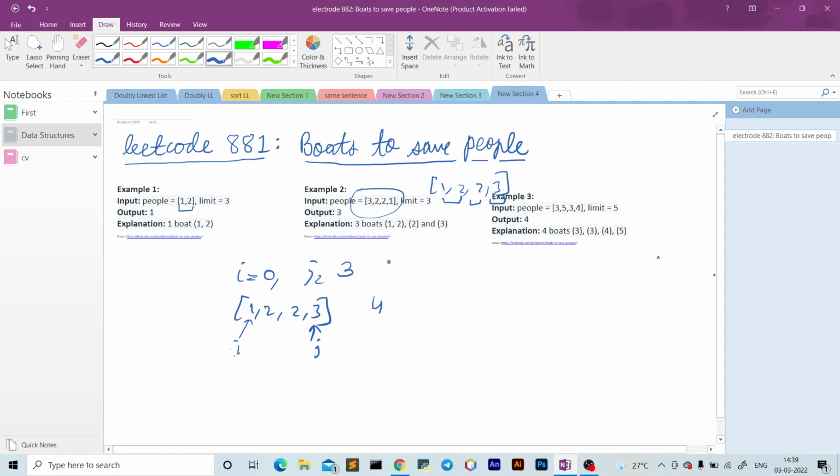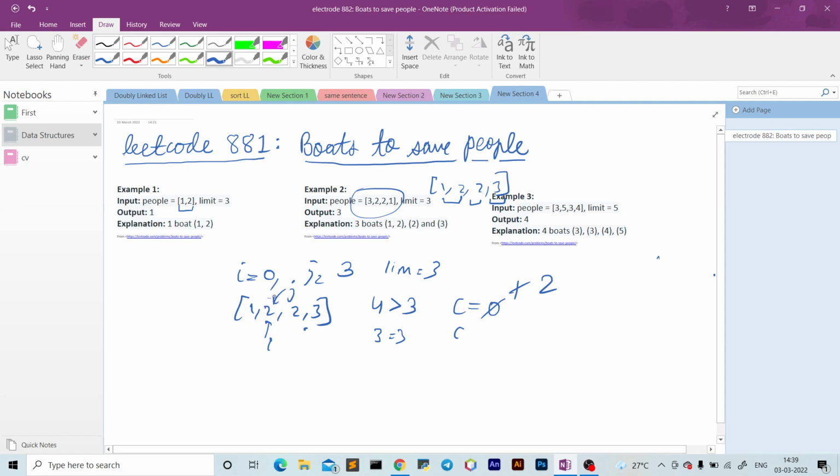Now this sum is 4 and the limit is 3, so 4 is greater than 3, which means this cannot be combined. So what I have done is increase the counter and decrement j. The counter is initially 0, now it has been changed to 1 and j goes here. Now 1 and 2, this sum is equal to the limit, so what we could do is increment i and decrement j. So i and j are both here, and the counter would be 2.